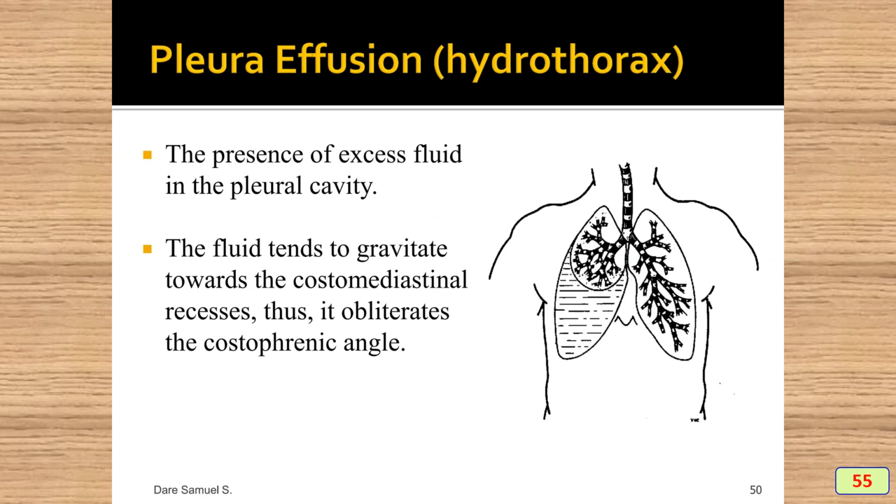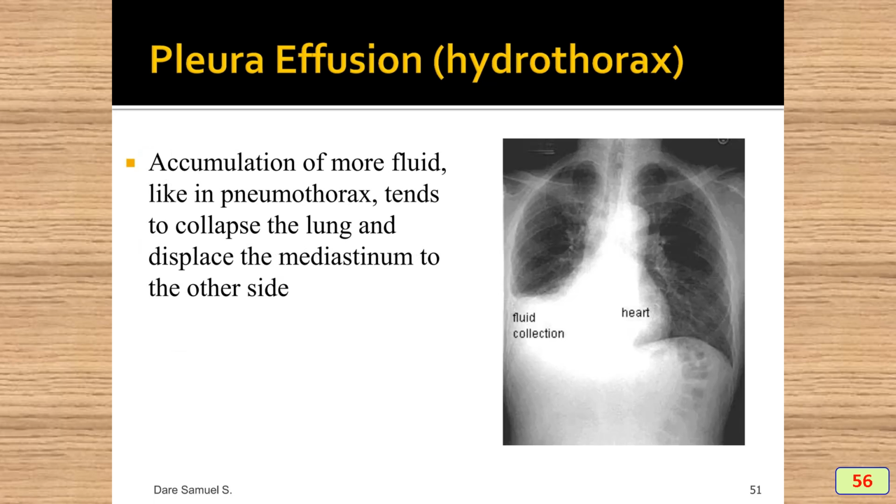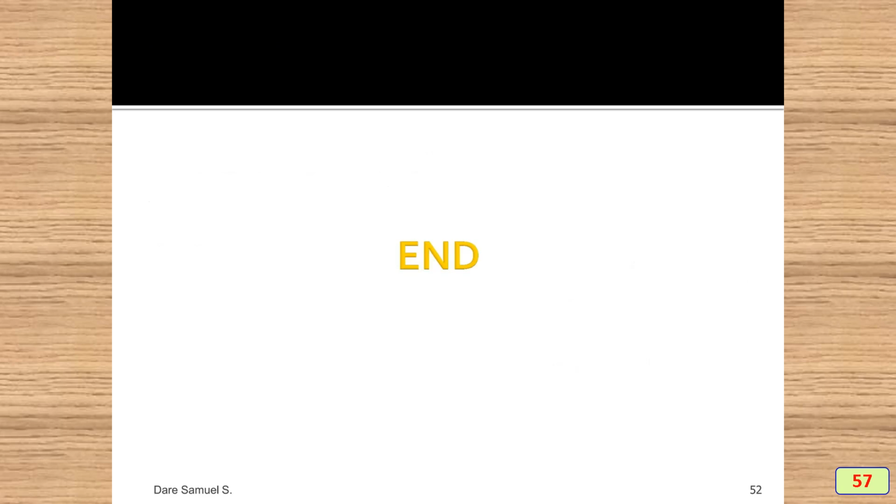Pleural effusion is also known as hydrothorax. It is the presence of excess fluid in the pleural cavity, and the fluid tends to gravitate toward the costomediastinal recess. Thus, it obliterates the recess, and many times the fluid has to be removed. That's about pleural effusion, and we can say that this also relates to cattle or other domestic animals. And thanks a lot.